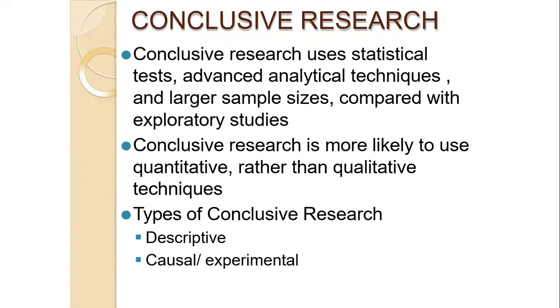Because exploratory is an initial study to explore something before going to the main study. But here you are using statistical tests, advanced analytical techniques, and a larger sample size. Conclusive research is more likely to use quantitative rather than qualitative data, because to do statistical tests you require quantitative data rather than qualitative techniques. In conclusive research, we have two types. One is descriptive, another one is causal or experimental.